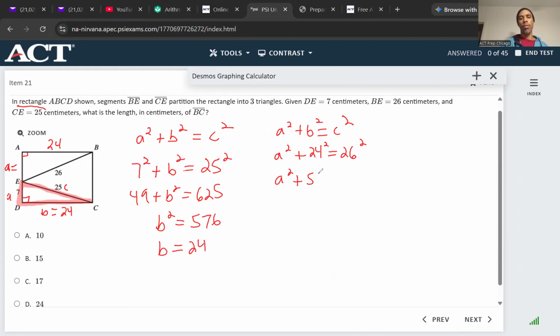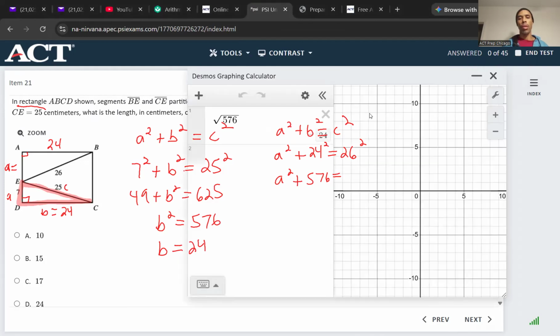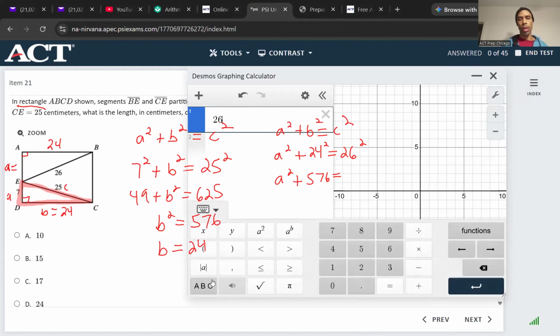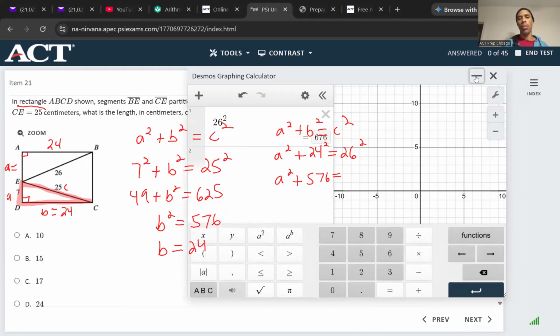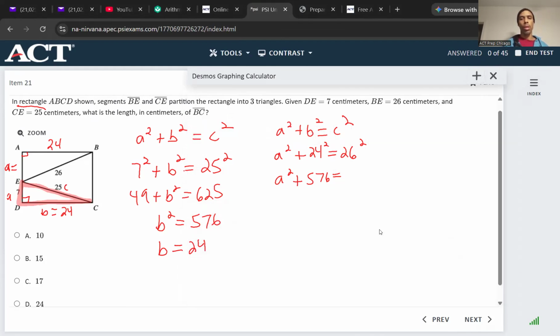So 24 squared is 576. 26 squared, I need a calculator to help with that one. That I don't remember right now off the top of my head. Once I see it, I probably will. So what are we doing? We're doing 26 to the second power. Square. And there you go, 676, okay? Whoops. Okay, back that up.